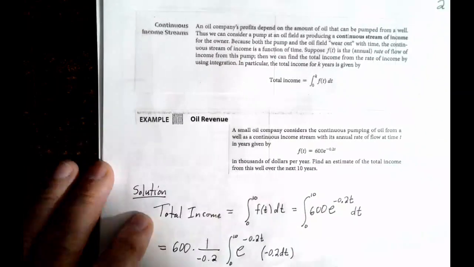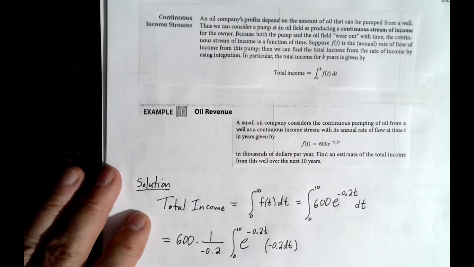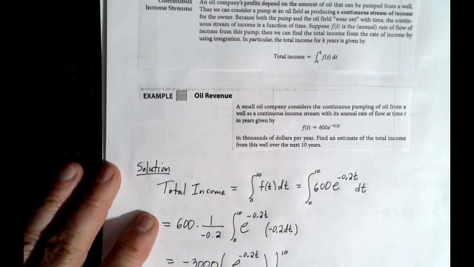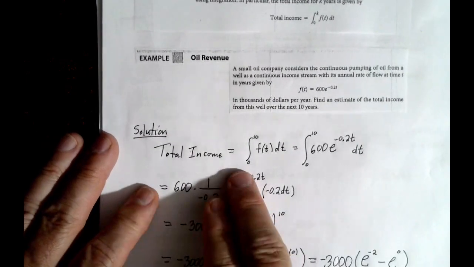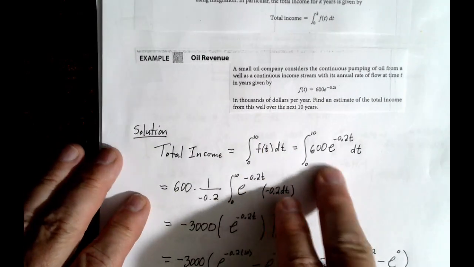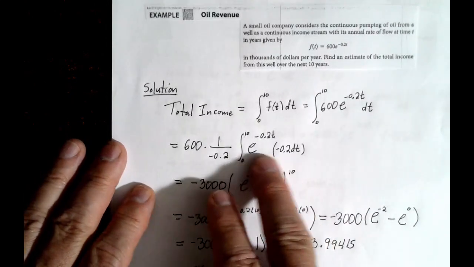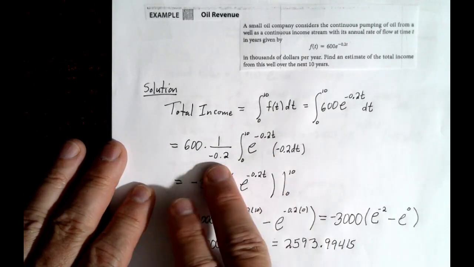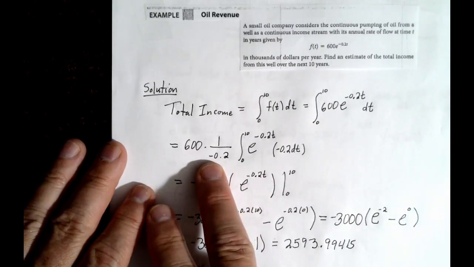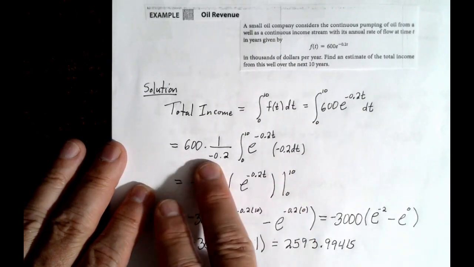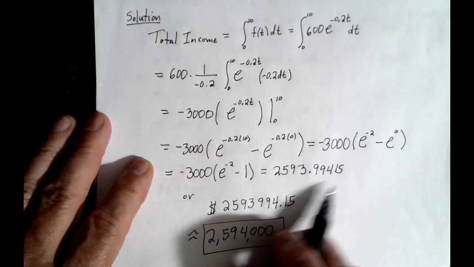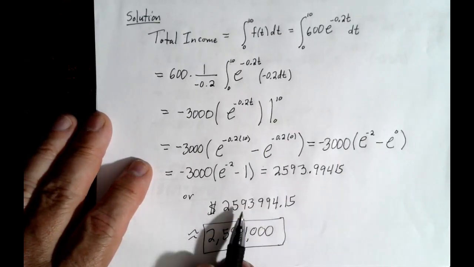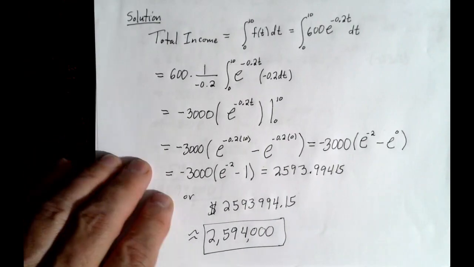Alright, so example 1. A small company considers an oil well, and they have a continuous income stream, and they want you to find the total income from the well. So they tell you it's over 10 years, so you know it goes from 0 to 10. And they give you the function, so you just have to integrate it. You've got to line up your u and your u prime properly, and you've got to divide out the number that you add there so that it stays the same value. And then when you integrate and plug in that number, rounding to the nearest second decimal place, you get 2,594,000.